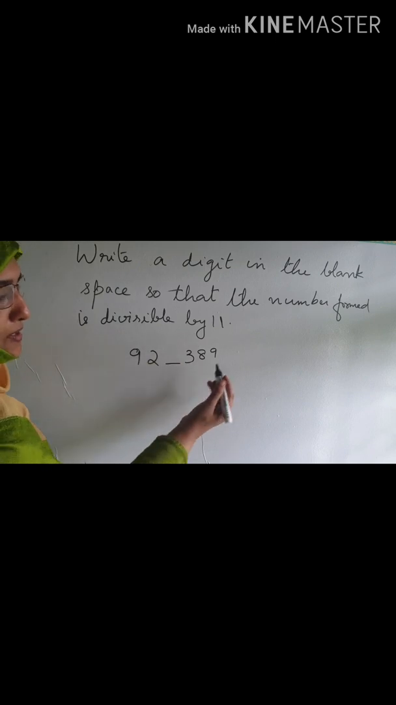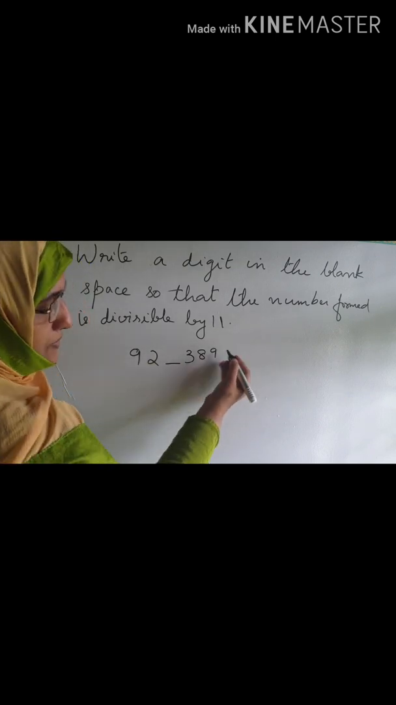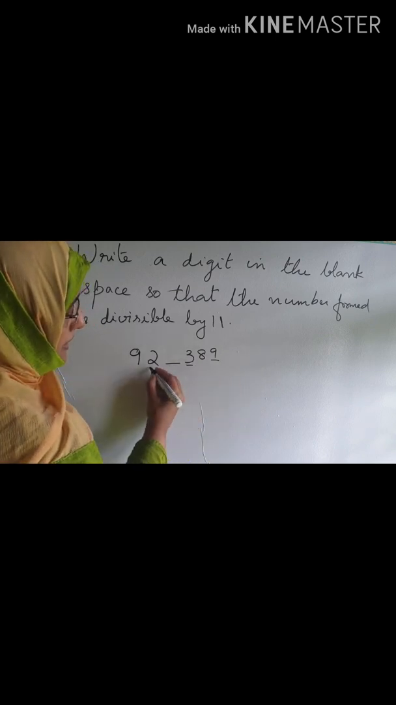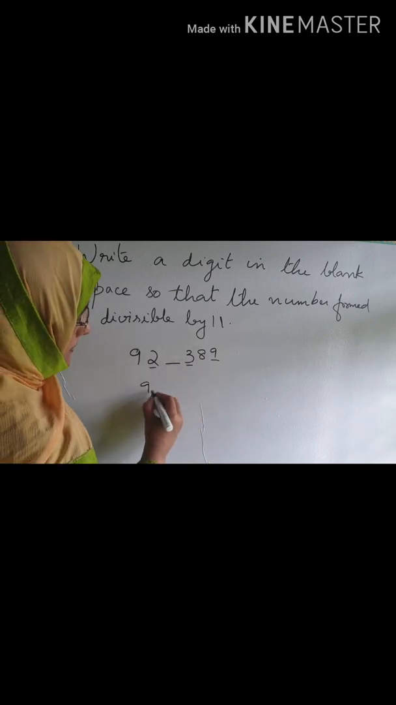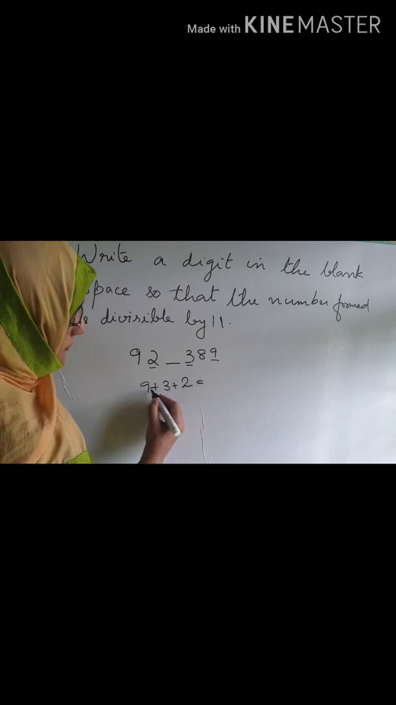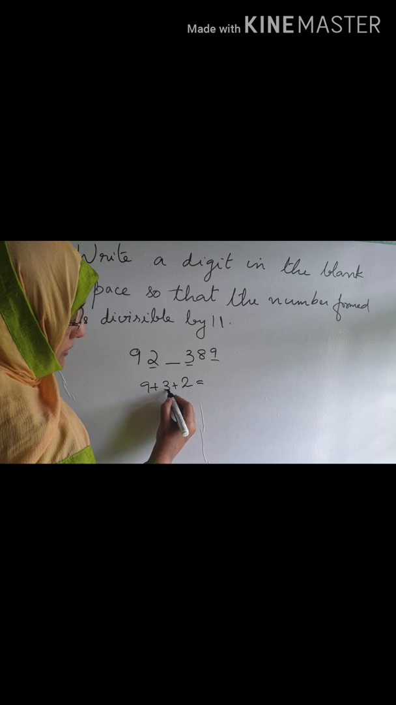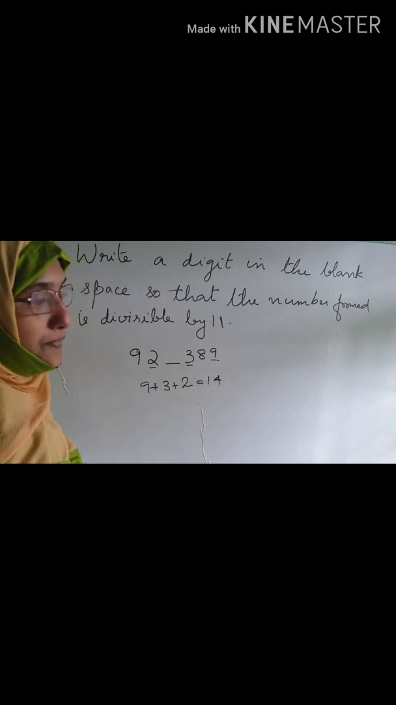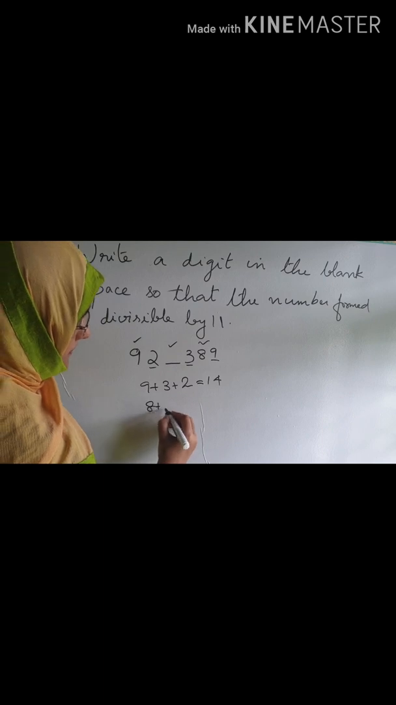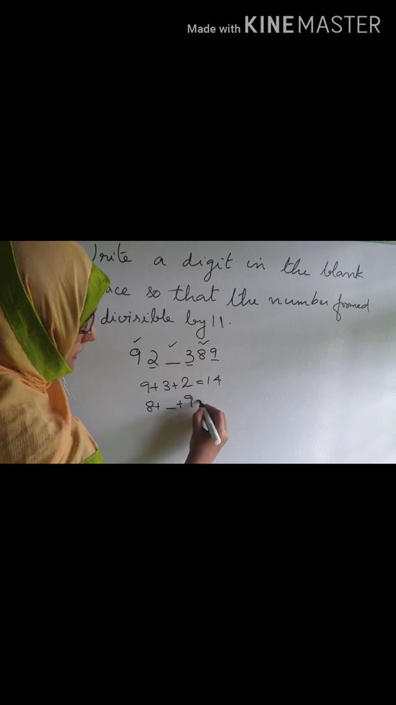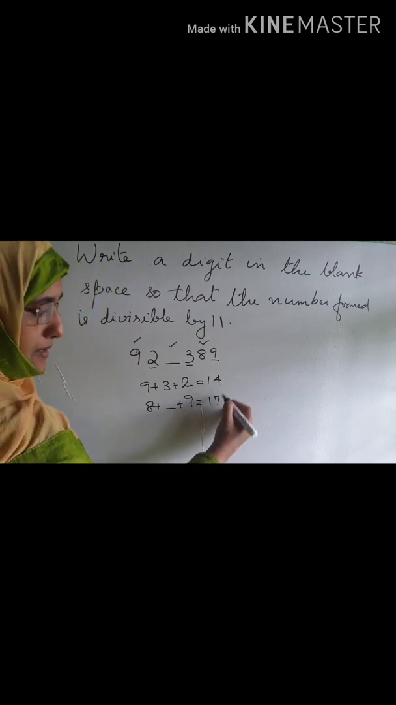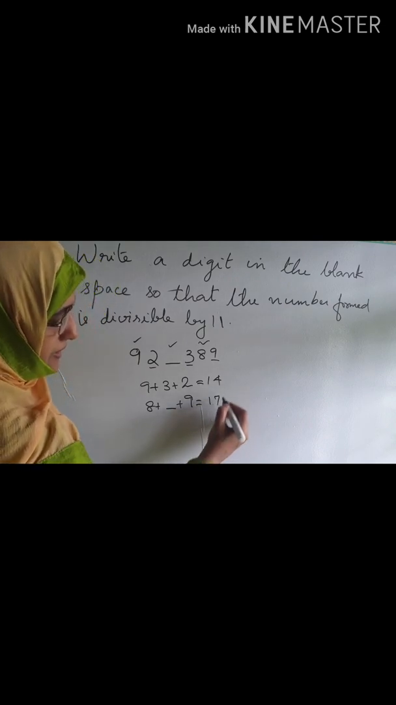Okay. For that, as usual, for divisibility of 11, you start from the right side, take the alternate numbers and add. So here 9, 3 and 2. 9 plus 3 plus 2. 9 plus 3, 12 plus 2, 14. Take the other numbers. 8 plus dash plus 9. That is 17.